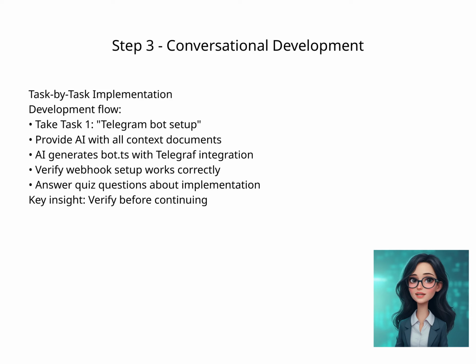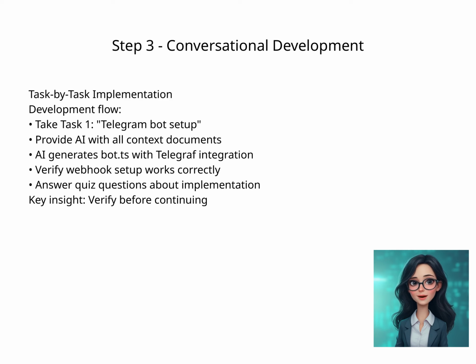Step 3 is the actual development flow, where preparation pays off. You take task 1 from your progress document, Telegram bot setup and message handling. You provide your AI tool with all the context documentation. The AI generates bot.ts with proper Telegraf integration following your specifications.